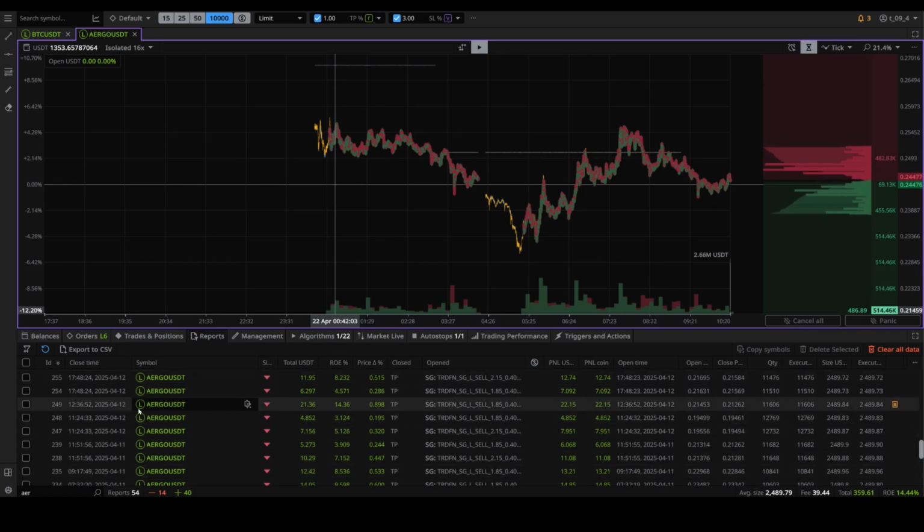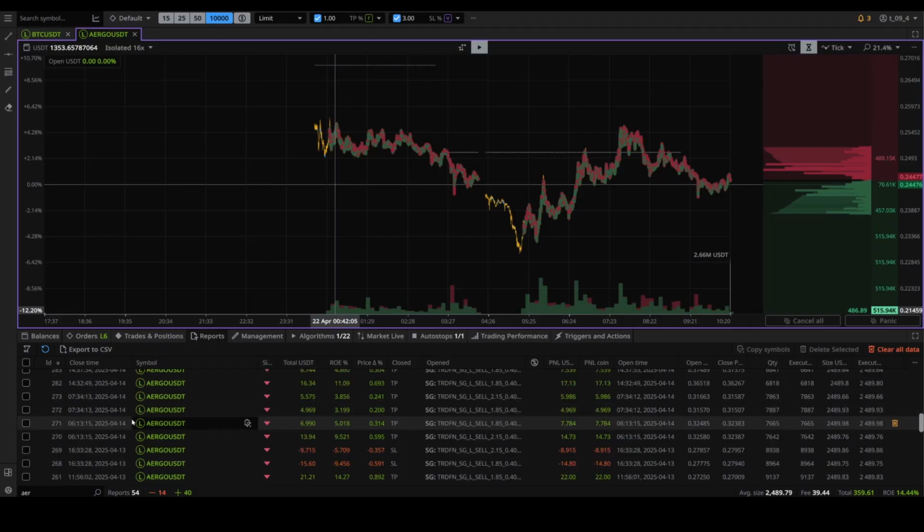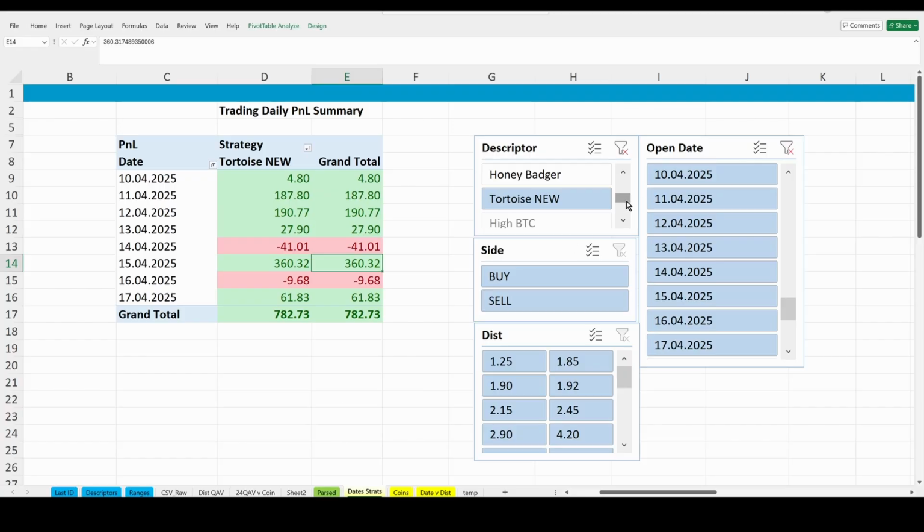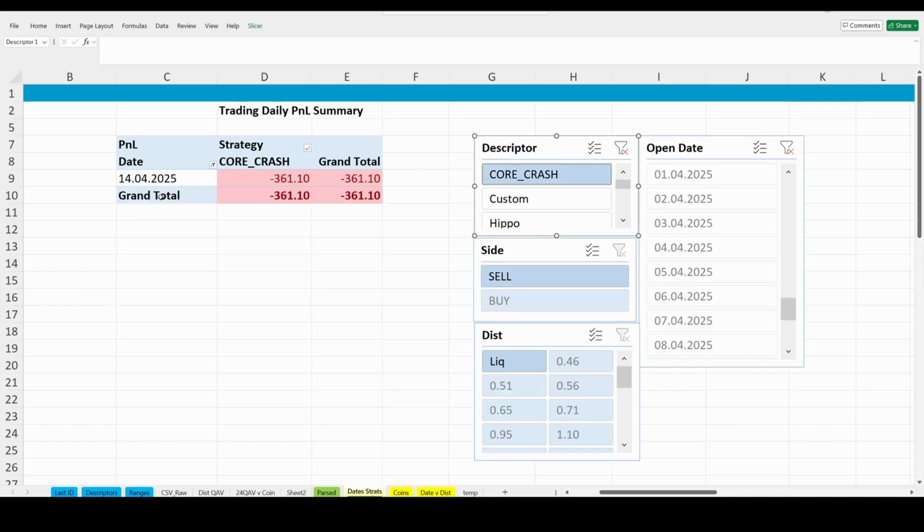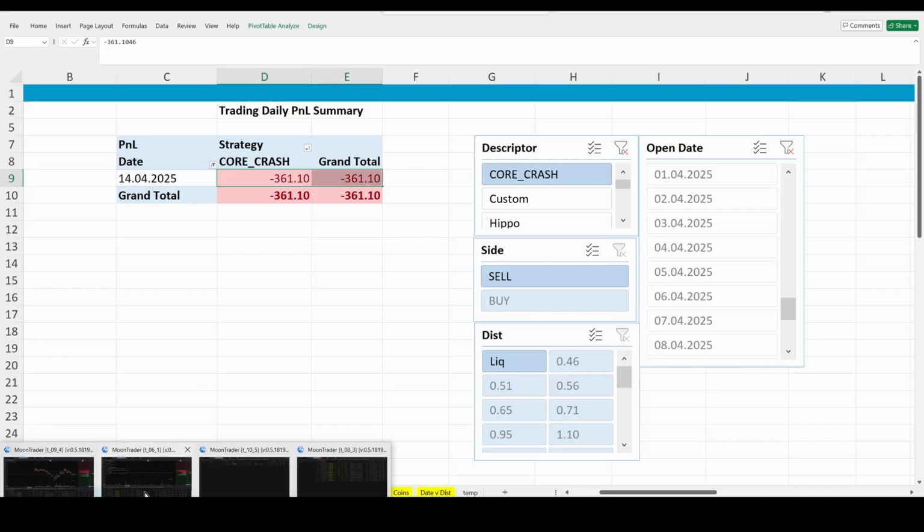Then something happened on the 14th, and it has nothing to do with this particular coin. It has to do with my core. Here in my list of strategies, you can see a new one, a surprising one, and it's called Core Crash. Check this out. On the 14th, one of my cores crashed, and it doesn't show up in the reports at all.